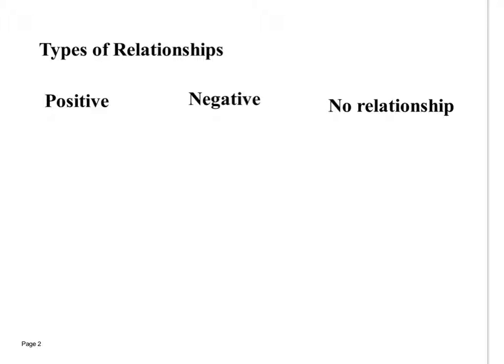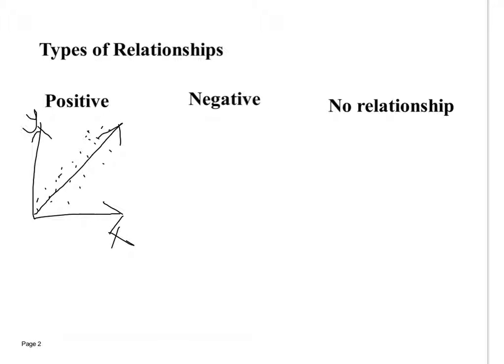Types of relationship: positive, negative, no relationship. We have a positive relationship. This is where, as X gets bigger, my Y gets bigger. So if I've got a bunch of random dots, you can clearly see a pattern here. We use a best fit line to describe it. It goes right down the middle of them. It's like the average. This is a positive relationship. As X gets bigger, Y gets bigger.